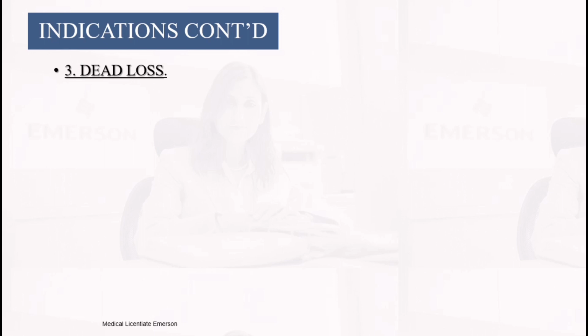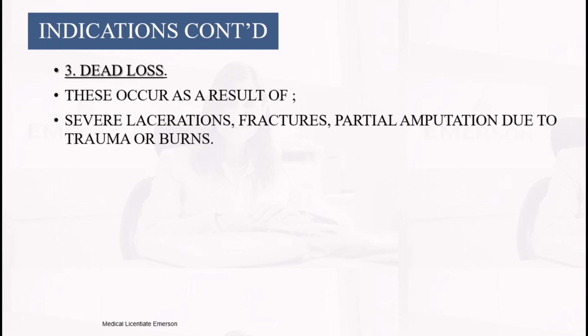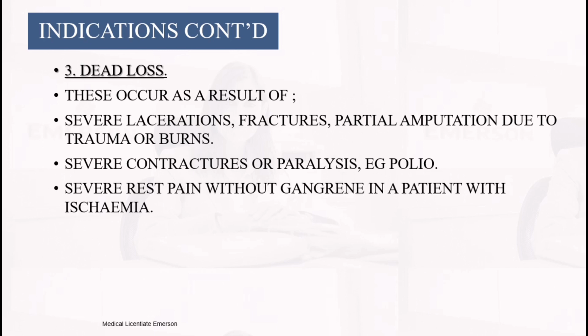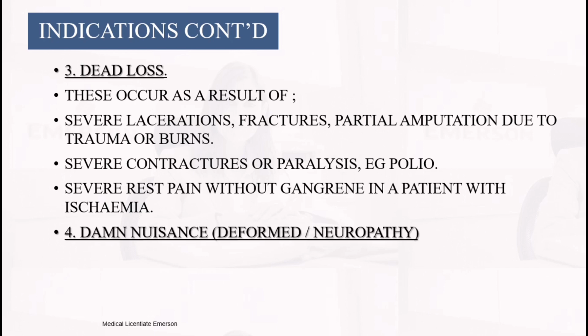Dead loss. This is the third D. Dead loss occurs as a result of severe lacerations, fractures, partial amputation due to trauma or burns, and severe contractures or paralysis, e.g. polio. And you can have severe rest pain without gangrene in a patient with ischemia.